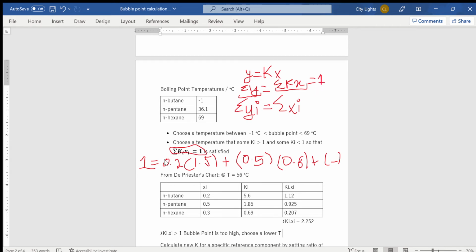This is why we try to pick a k value. Since all of our x values are less than 1, since the summation of x equals 1 because we're talking about a mixture and all separate components should add up to 1, some of our k values need to be larger than 1 and some need to be smaller than 1. So finally, the summation of the product of x and k can be equal to 1. Hopefully I clarified my point.